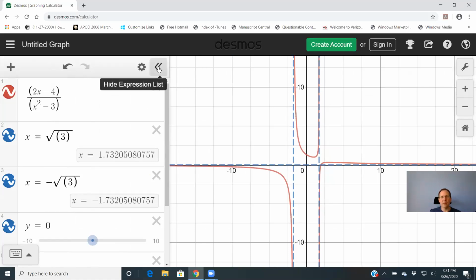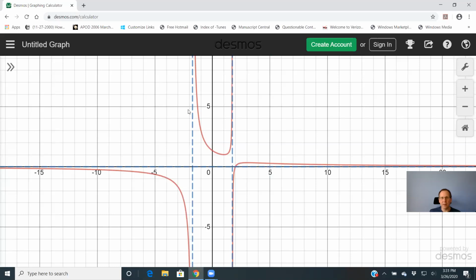So this line right here is x equals negative square root of 3, and this is x equals positive square root of 3, right? And they're vertical asymptotes because the function is blowing up as it approaches those values, either going to positive infinity or negative infinity. And then as the input gets really, really large or really, really small, what's happening? Well, the rational function is approaching zero.